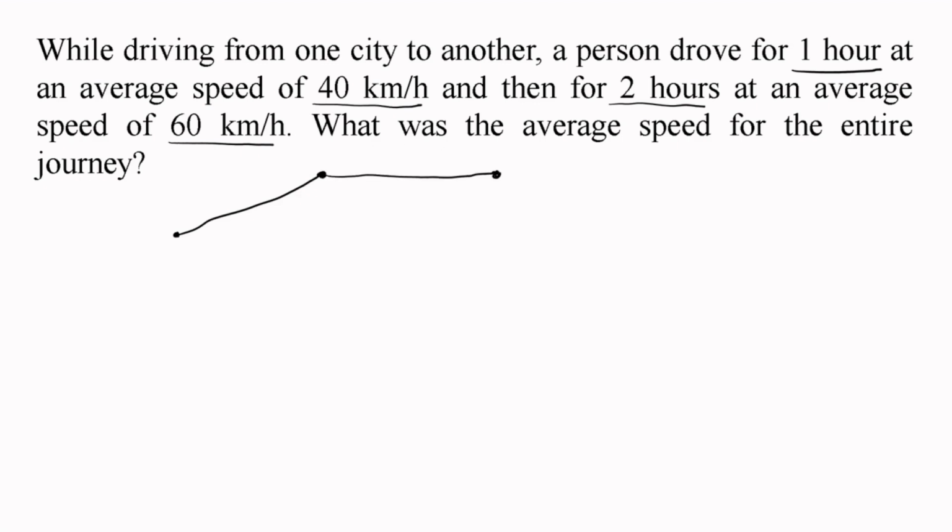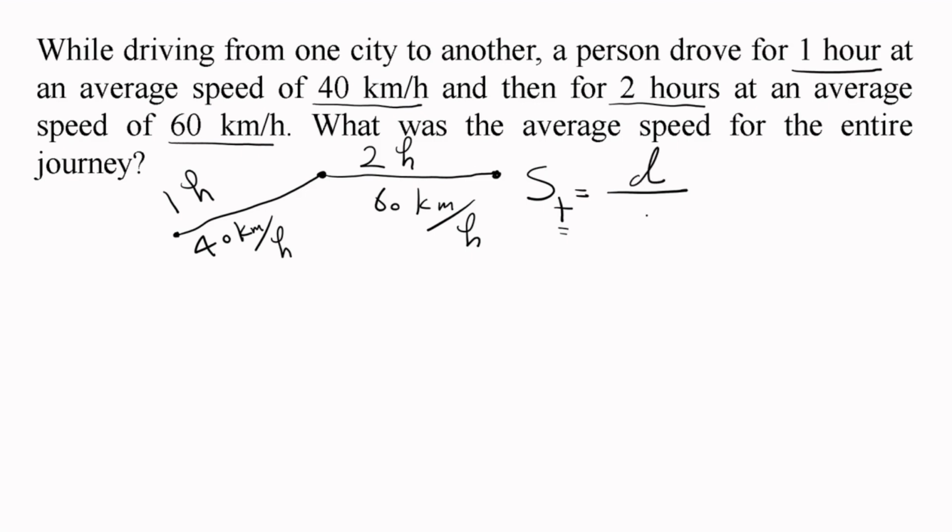The first part of the question, the person is going to drive for 1 hour, and his average speed during this journey was 40 kilometers per hour. And for 2 hours, for the second part, with the average speed of 60 kilometers per hour. What is the average speed for the entire route? Again, I'm telling you, I have only one formula for calculating average speed, and because it is for the whole route, I show it with t is equal to d over t.